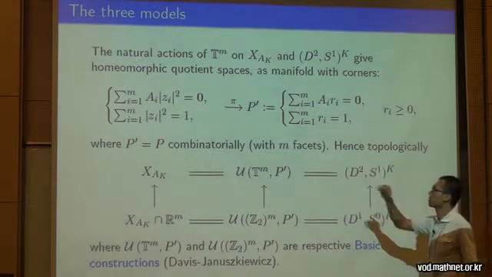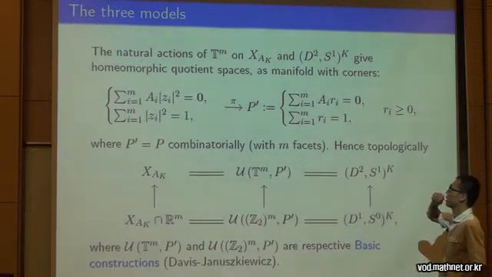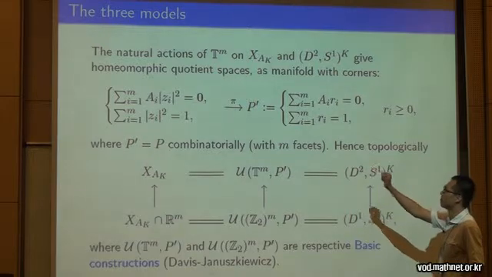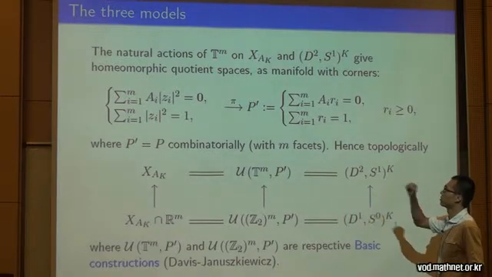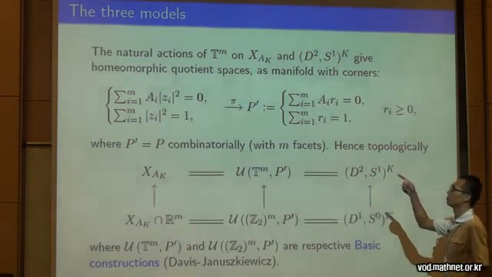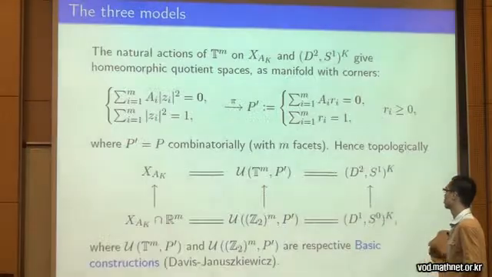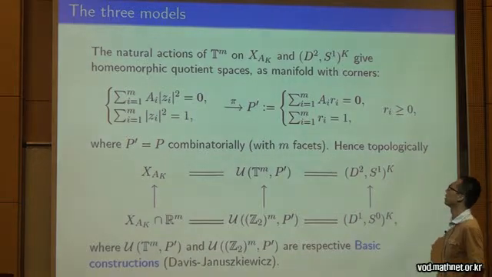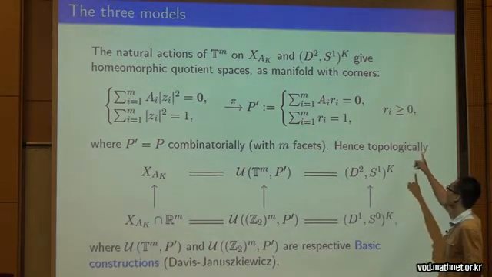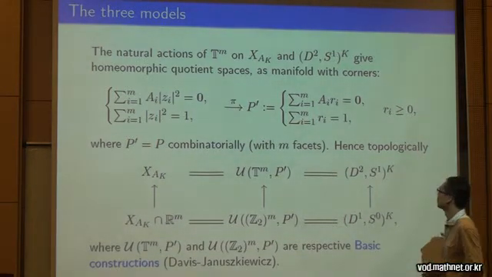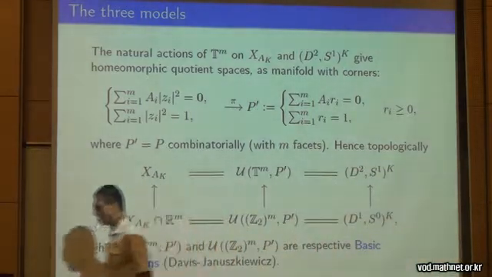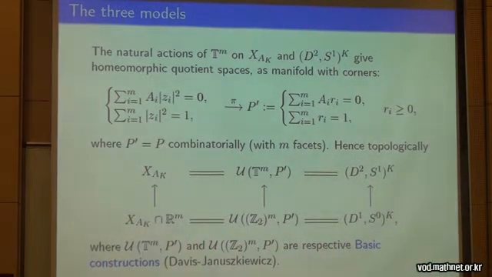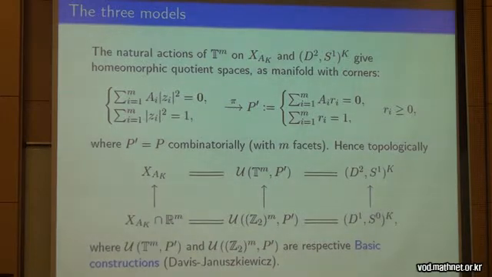From these quadrics, we can get a map that sends the square of the modulus of each z_i to r_i, and then we get a linear equation like this, such that each r_i is non-negative. We can see that this map pi is invariant under the action of the torus.